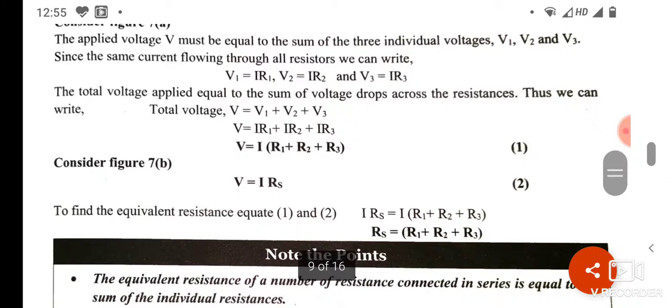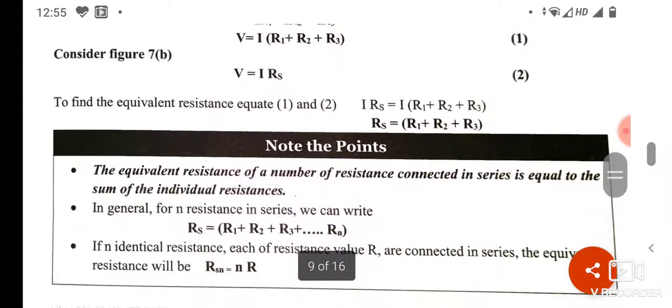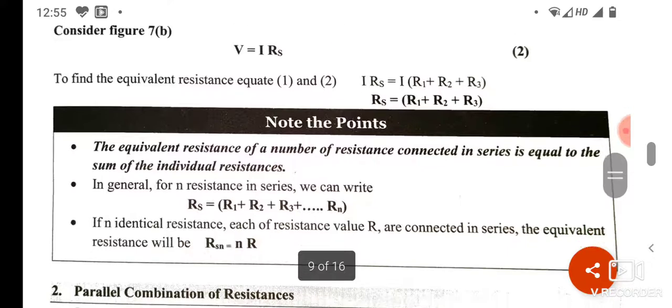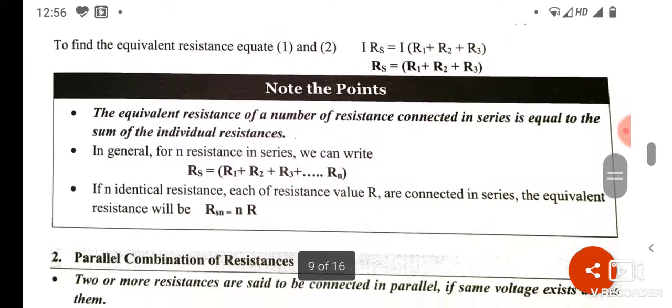The equivalent resistance or actual resistance of the total circuit is R1 plus R2 plus R3. So equivalent resistance is the sum of the resistance. If n resistors are connected, so n into R will be its resistance.